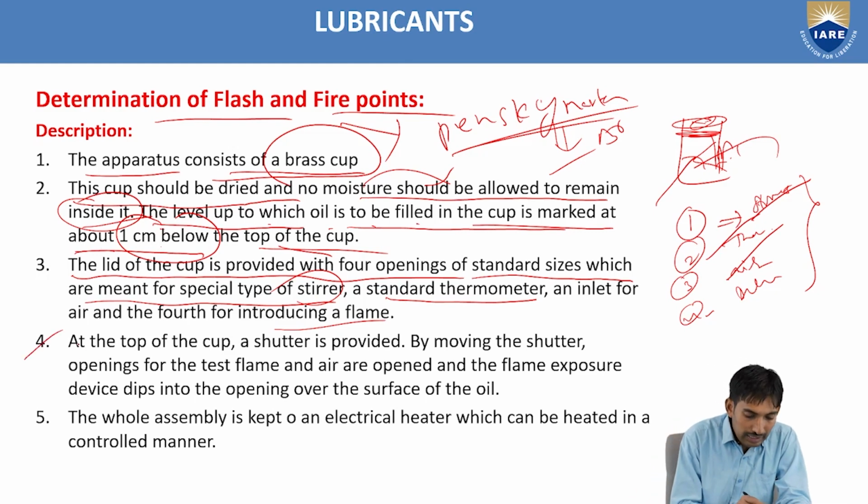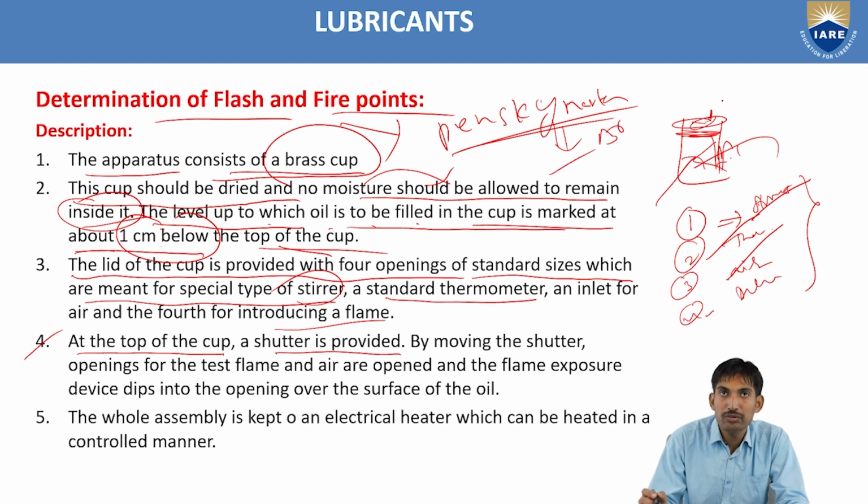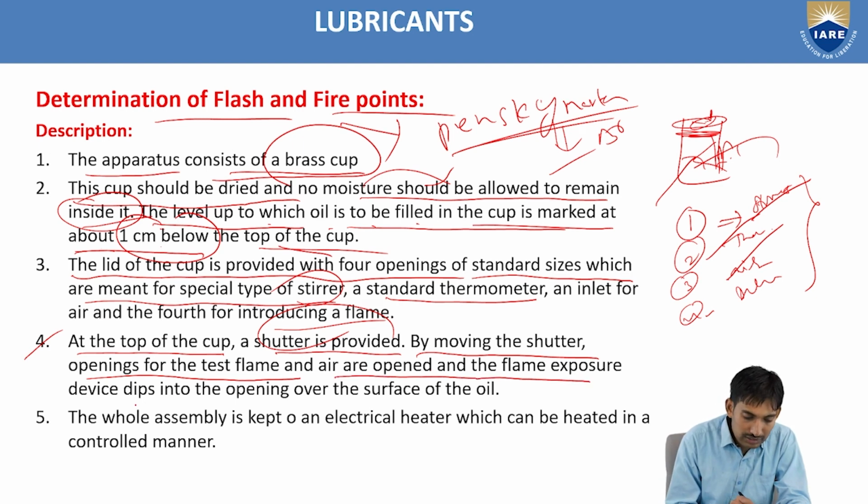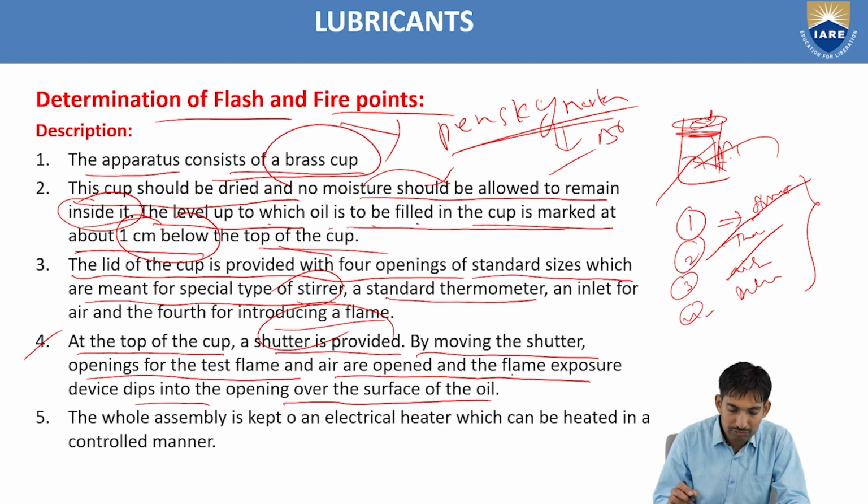The fourth point is at the top of the cup, a shutter is provided. It will contain one shutter. It closes and it will open. By moving the shutter, openings for the test flame and air are opened and the flame exposure device dips into the opening over the surface of the oil.